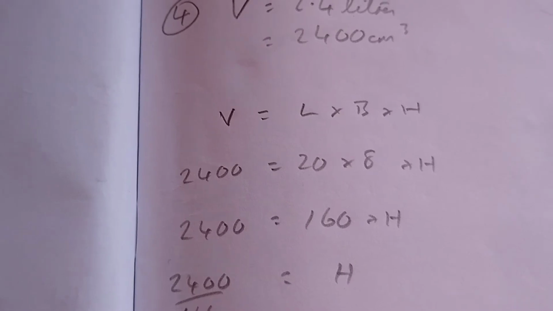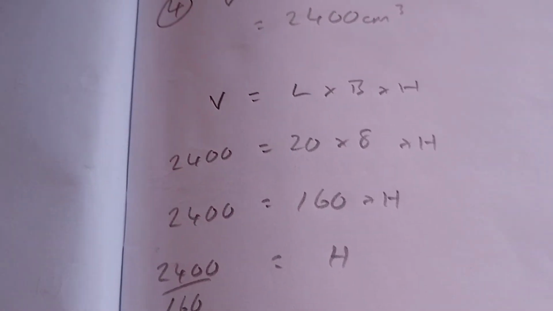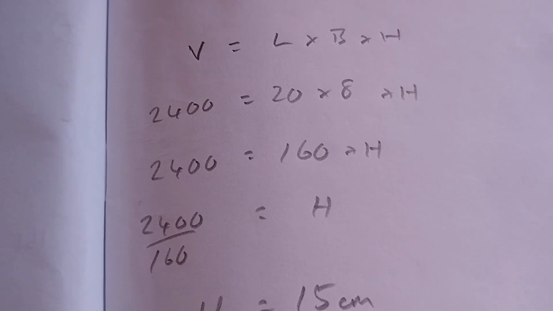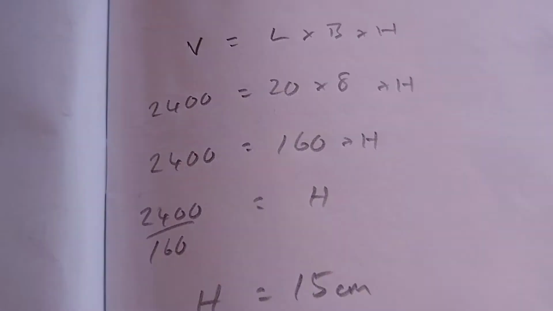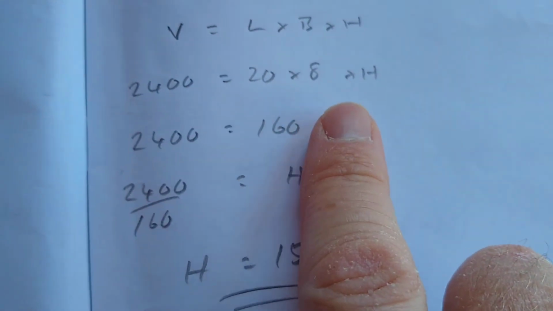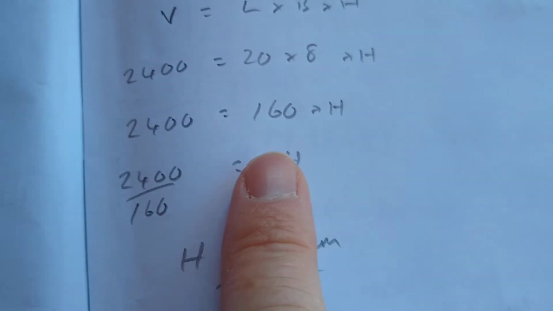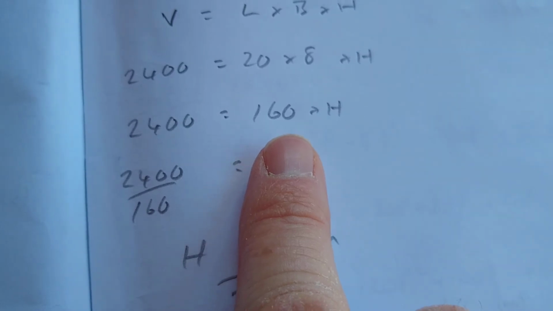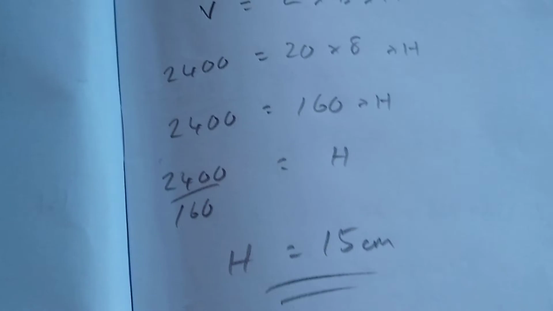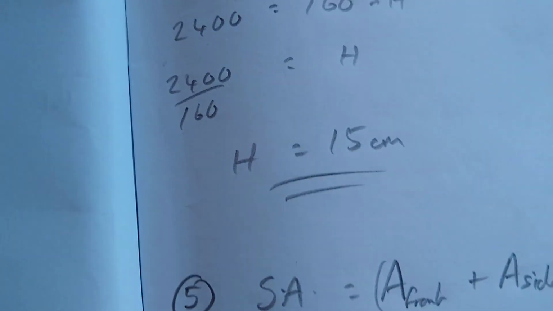So this question is now quite similar to the ones we were doing last week from the cuboid maths exercise. So we know the volume and we want the height, so we need to substitute in a volume of 2,400, which is length times breadth times height. So 2,400 will be 160 multiplied by h. Then divide both sides by 160 and we get a height of 15 centimeters.